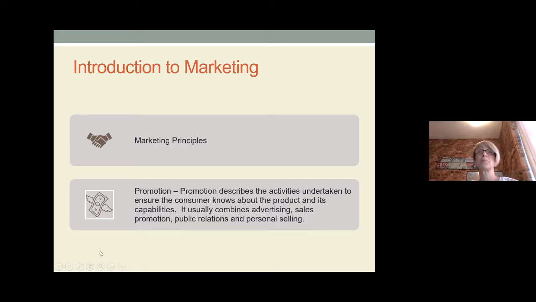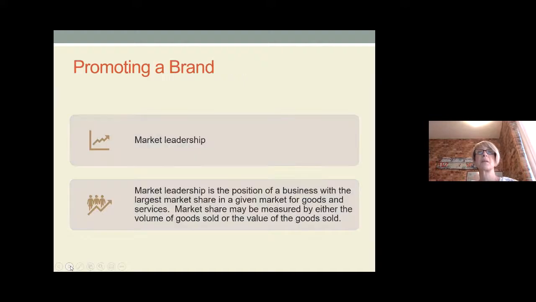Finally, promotion. So promotion describes the activities undertaken to ensure the consumer knows about the product and its capabilities. It usually combines advertising, sales promotion, public relations, and personal selling. So this is the marketing plan that the company would put into place to actually promote and get the knowledge of that product out to the customers.